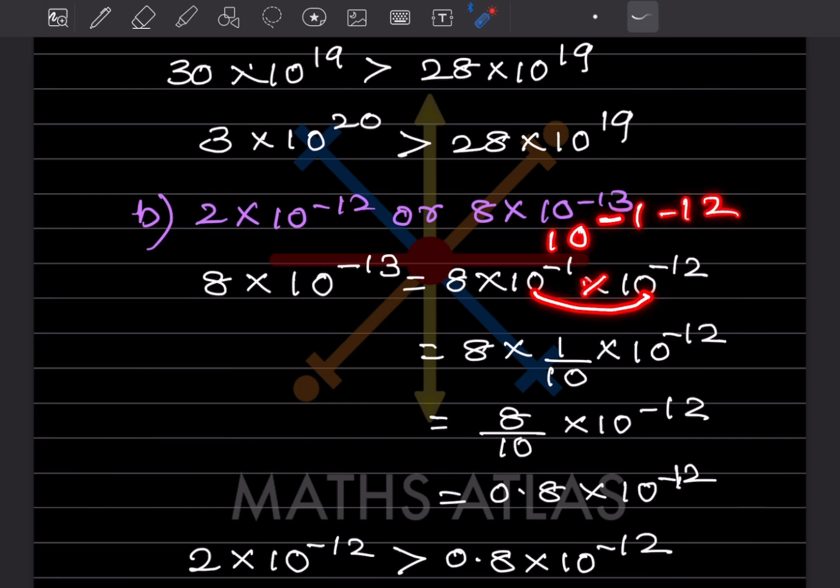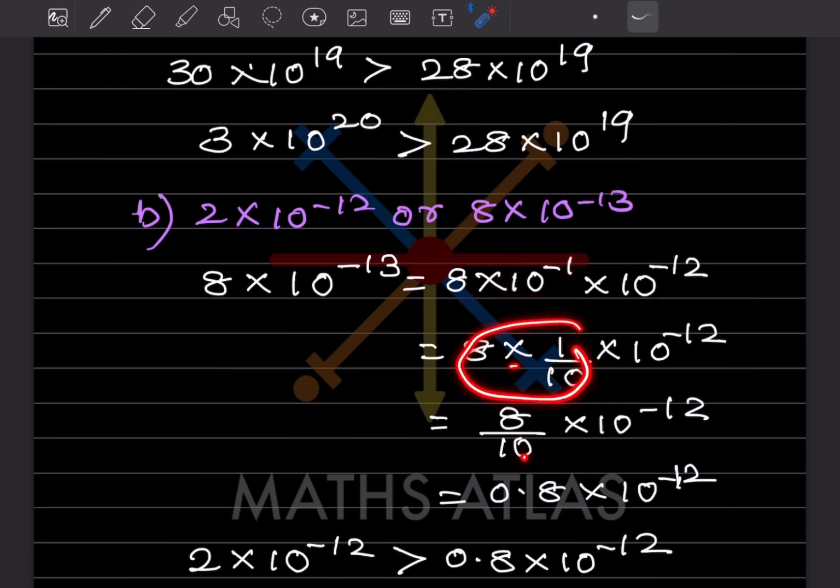Why? Because this is multiplication. We have the rule a raised to m into a raised to n, that will be a raised to m plus n. So we can, now you know this minus 1 minus 12 means when you're adding it, it comes to minus 13. So this, if you are writing in this form, so now what will you do? This stays the same. 10 raised to minus 1 can be written as 1 by 10. This stays the same. So now this we can write as 8 by 10 into 10 raised to minus 12.